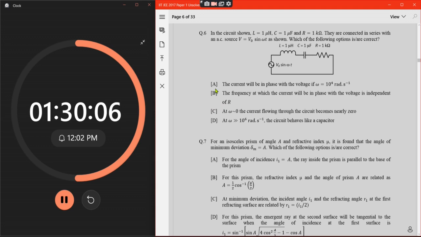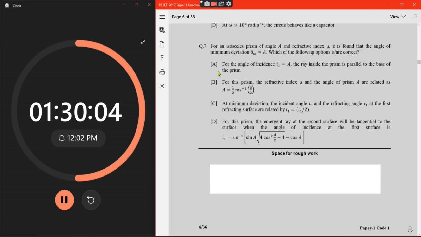Next question, seventh. Okay, for an isosceles prism of angle A, refractive index mu, it is found that the angle of minimum deviation delta m is equal to A. Which of the following options are correct? Angle of minimum deviation. You have done the derivation, you told us that it happens when I and R are the same, right? I and E, whatever. So it's parallel inside the prism. Okay, found that the minimum deviation delta m is equal to A. The following is all correct.